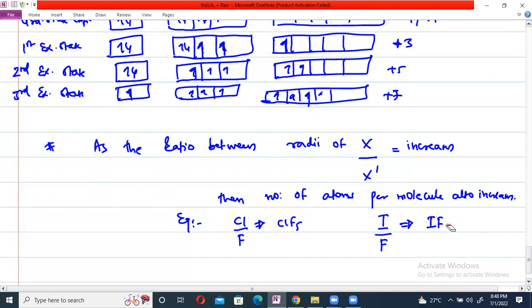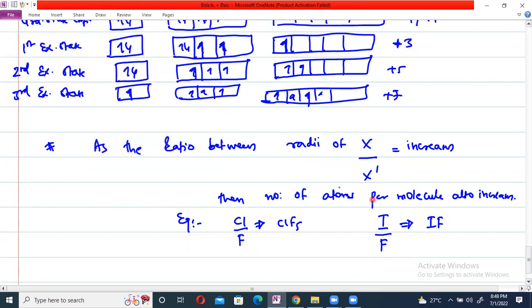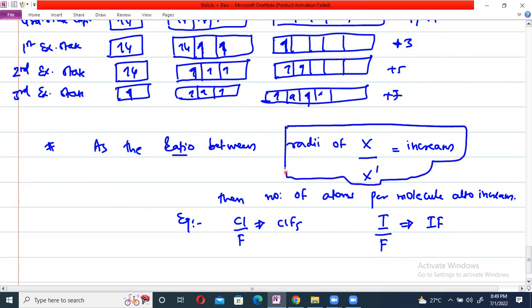Why? Larger the size of the halogen and smaller the size of the halogen. If the ratio of radii between larger size to smaller size increases, that means the number of atoms per molecule also increases. Hence, iodine and fluorine will form the compound IF7, but chlorine and fluorine can form the compound ClF5. It is one case.